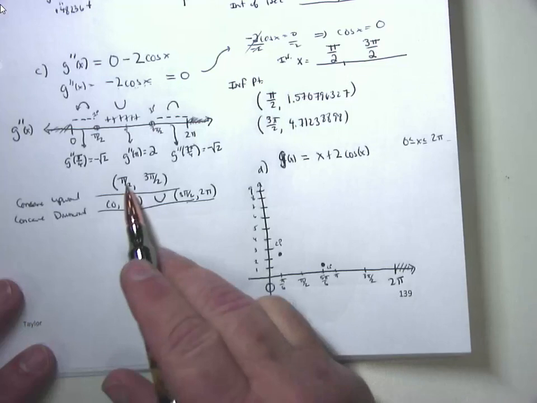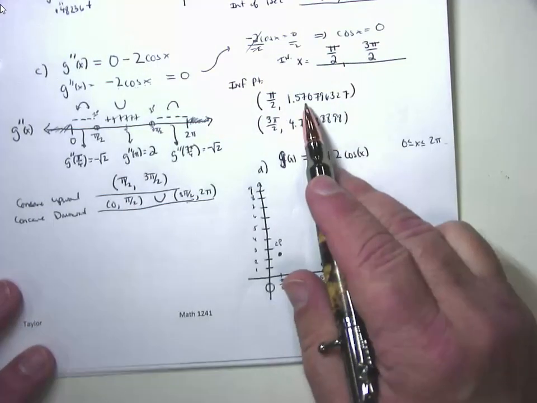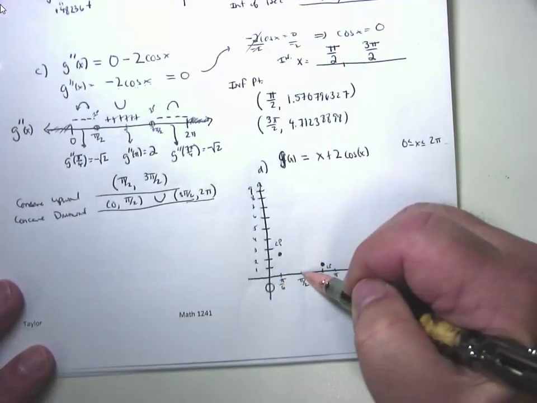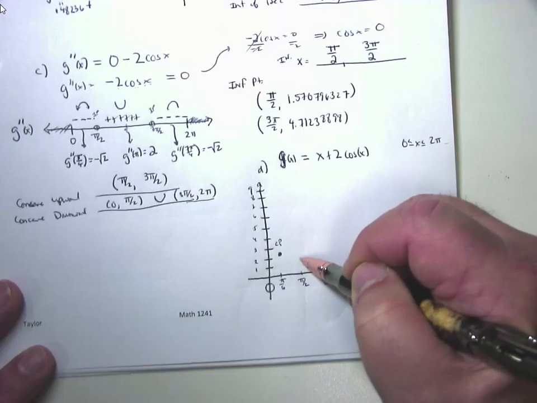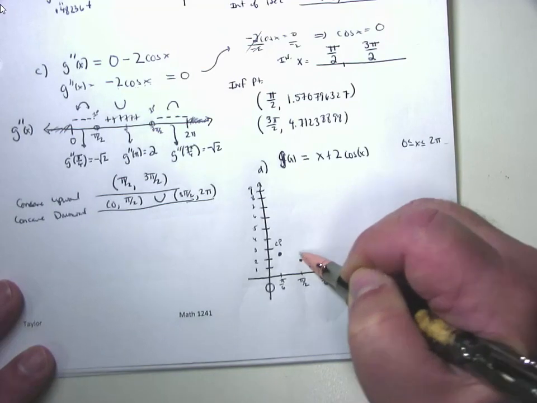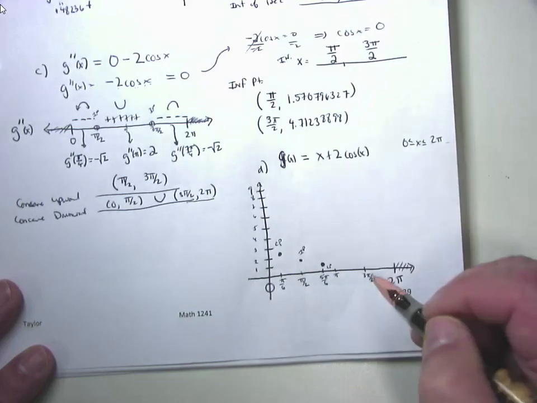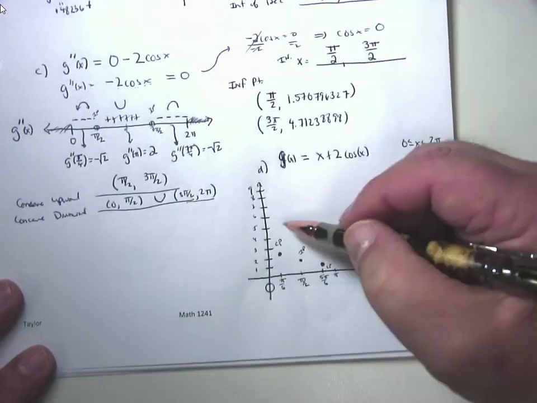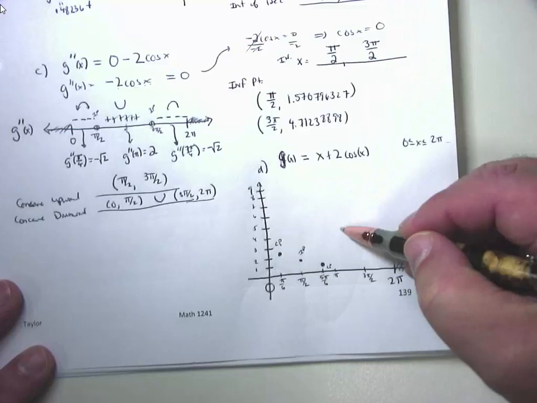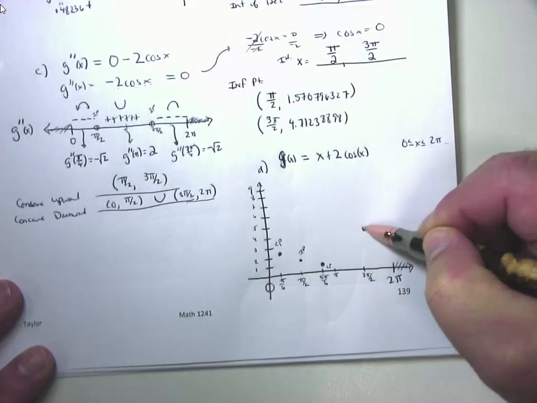The inflection points are at pi halves, 1.57, right about there. And 3 pi halves, 4.7. 4.7 is right about there, so it's up here.